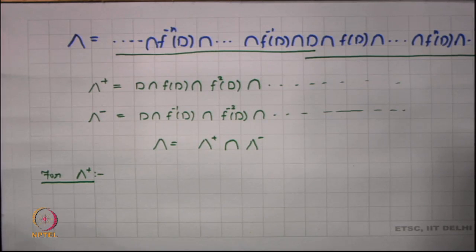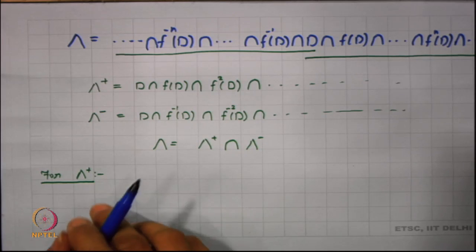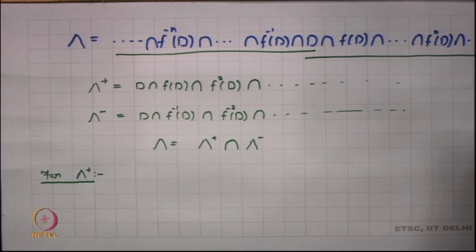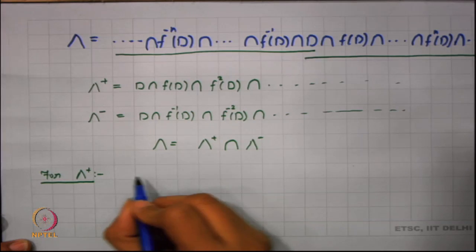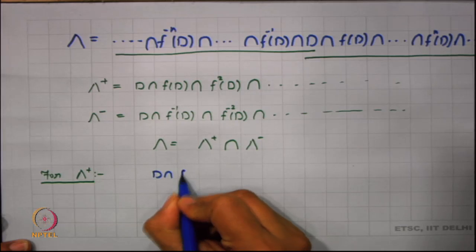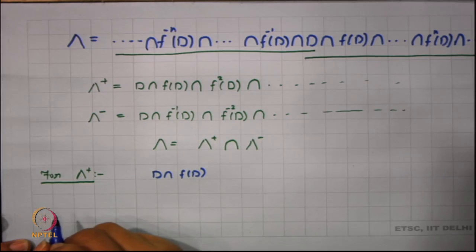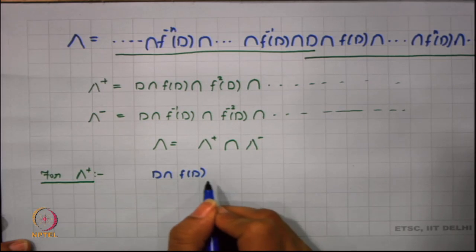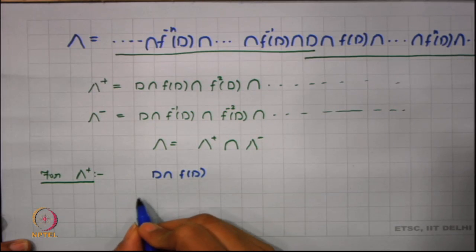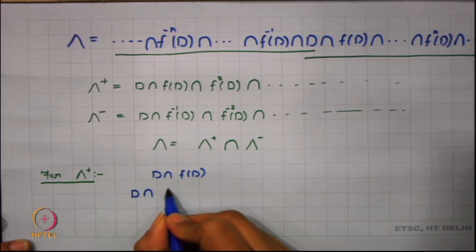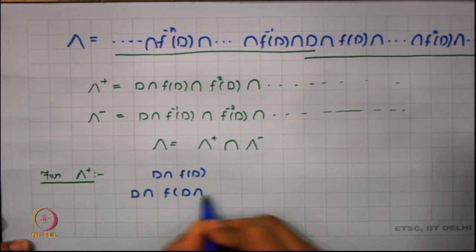What happens in the case of lambda plus? Now, we are interested in constructing lambda plus. For lambda plus, the scheme we are going to follow is to look into this set, D intersection F of D. And then after looking into D intersection F of D, we again take D intersection. So, again what we do is we take D intersection F of D intersection F of D.